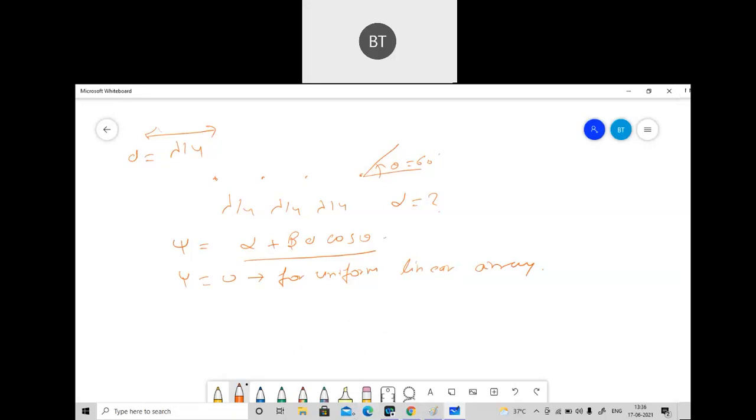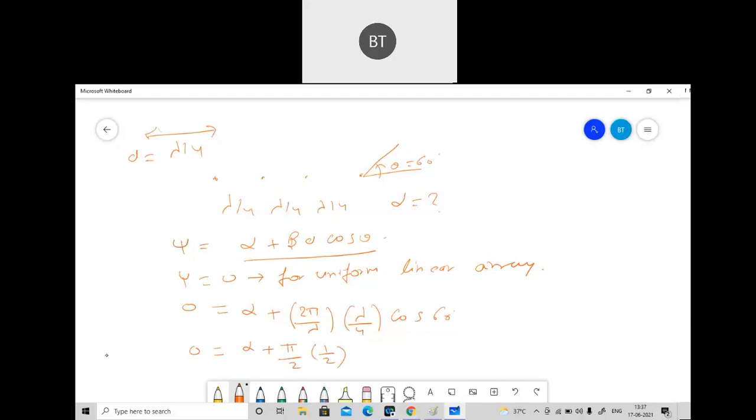So now what I will do is that 0 will be equal to alpha plus beta, whose value we have seen is 2 pi by lambda, into d, lambda by 4 is given, so lambda by 4 into cos theta, value is given to you, cos 60. So I have just substituted these values. So what we will get here, from here we will get 0 equal to alpha plus pi by 2, that will become 1 by 2.